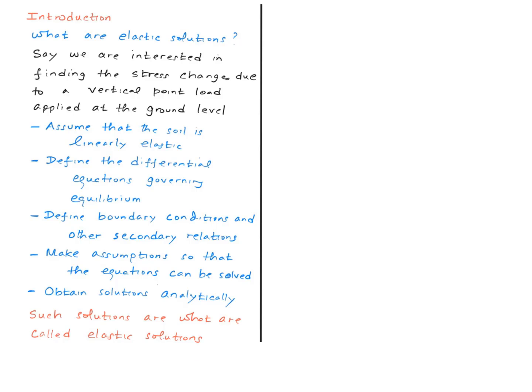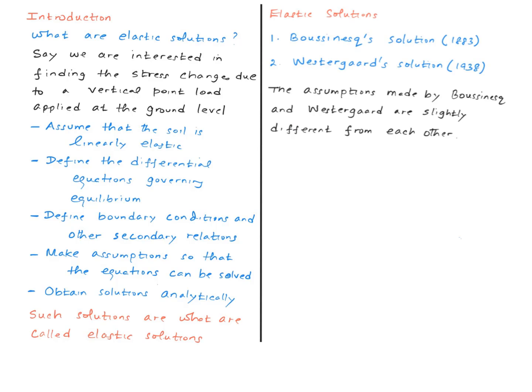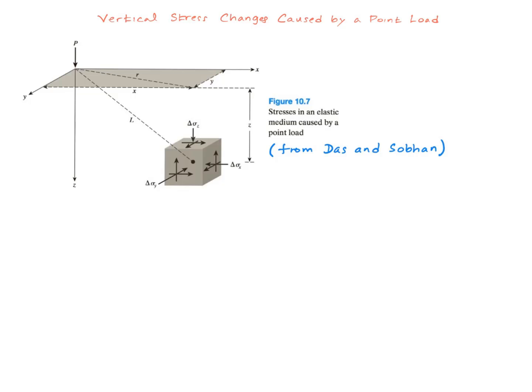But we are lucky that this has been done a long time ago. Here are the two guys that did this. Boussinesq in 1883, Westergaard in 1938. The difference between the two solutions lies in the assumptions made by them. They are slightly different from each other. Let's talk about the stress changes caused by a point load.